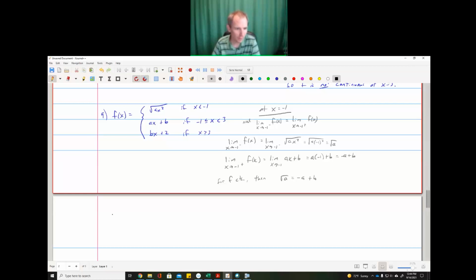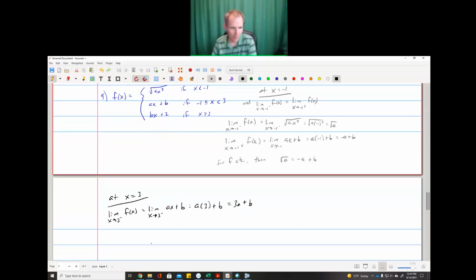I'll do this one black. Okay. At x equals 3, the limit as x approaches 3 from the left of f of x is going to have x values less than 3. So that's the formula ax plus b. And I do direct substitution because this is a polynomial. So I get a times 3 plus, oops, I wrote a plus 3 where I meant a plus b. So we have 3a plus b.